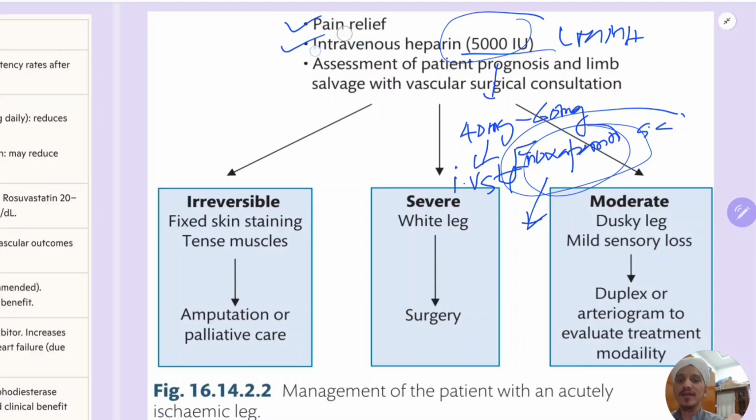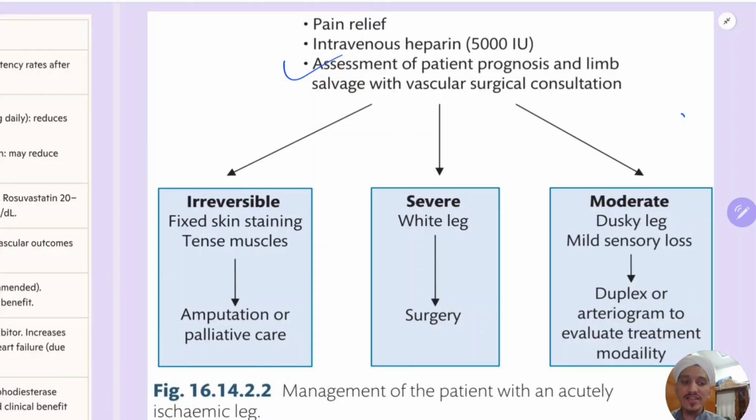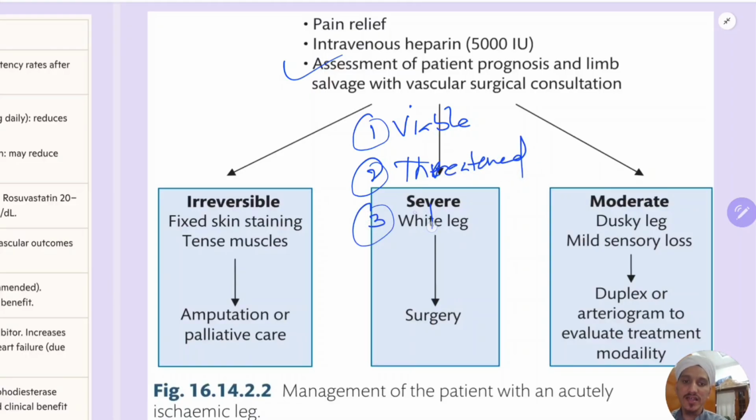So you will give stat treatment for pain relief for patients with critical limb ischemia, and then what will you do? Assessment of the patient's prognosis and limb salvage with vascular surgical consultation. Whenever there is critical limb ischemia or acute limb ischemia, first you will classify the limb into three: number one, whether the limb is viable; number two, whether it is threatened; number three, whether it is irreversible damage.